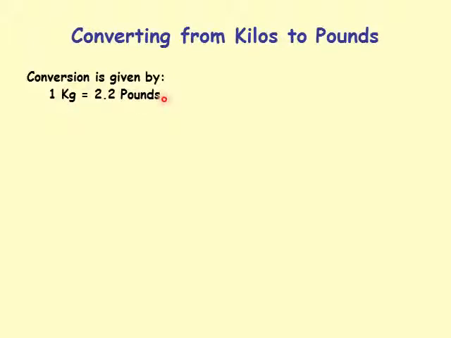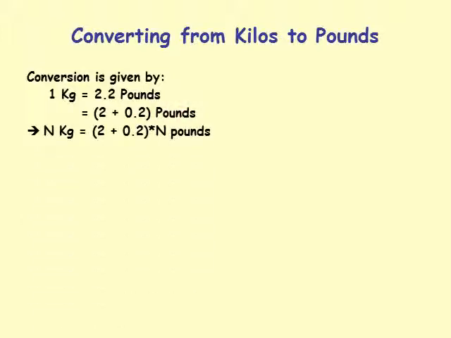And we are trying to avoid multiplying by 2.2. So 2.2 is 2 plus 0.2, so n kilograms must be equal to (2 plus 0.2) times n pounds. That's equal to 2 times (1 plus 0.1) times n pounds. So this is the workout that we're going to do.